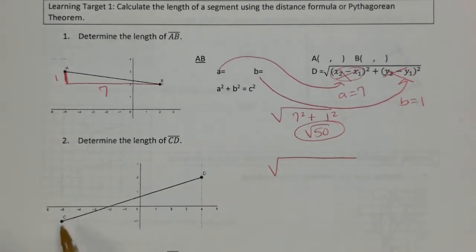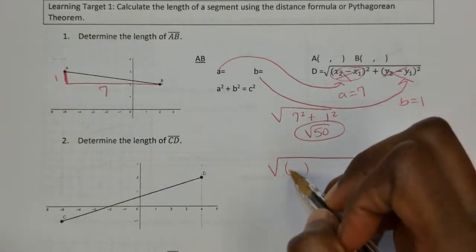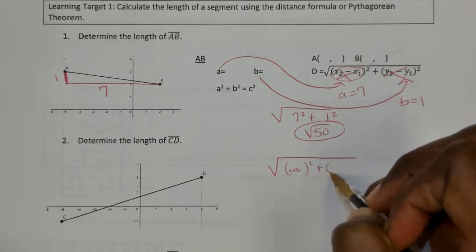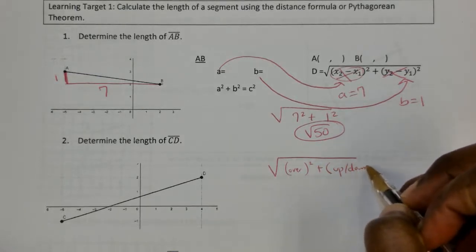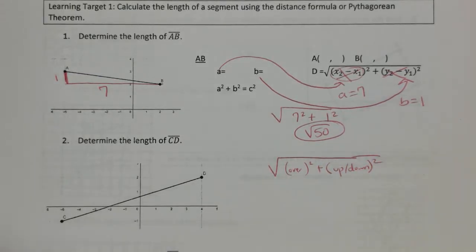So for any problem, I can just simply count over and square that number, so the over part, and then up or down. Doesn't matter if it's up or down, you're just going to leave it positive because you're squaring it.